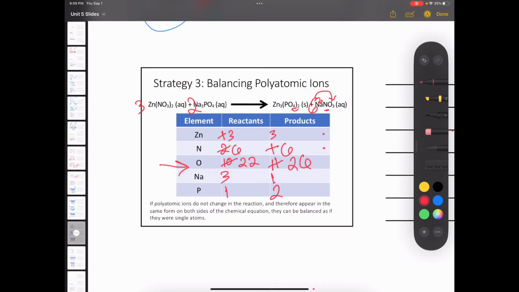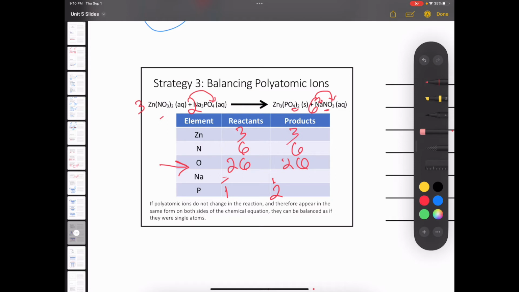Let's double check that. 2 times 3 is 6, times 3, that's 18, right? 2 times 4, that's 8. 8 plus 18, so now it is 26. Okay? So now my oxygen is also balanced. I have 26, 26. And this one is 6. This one is 3.